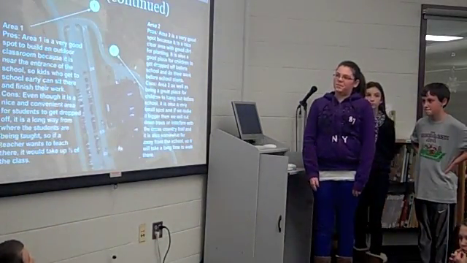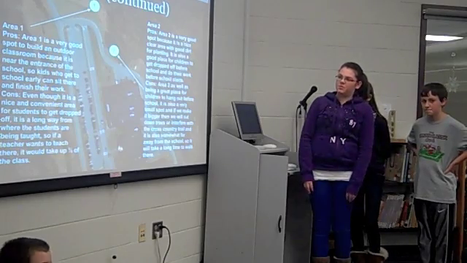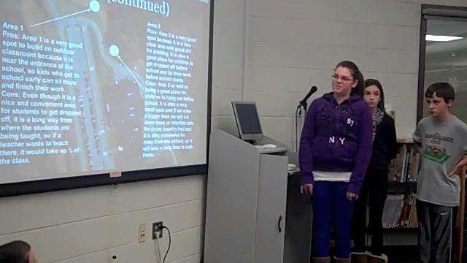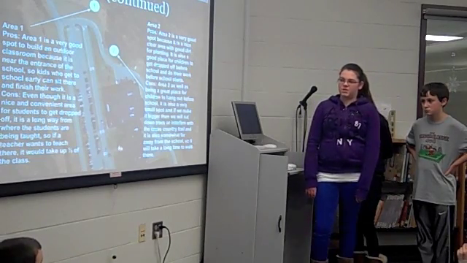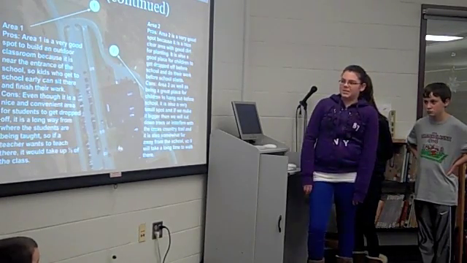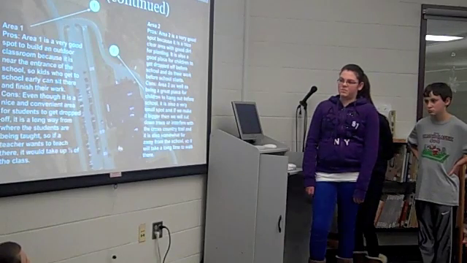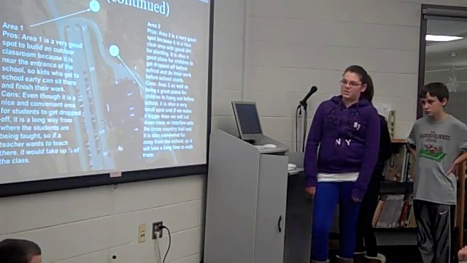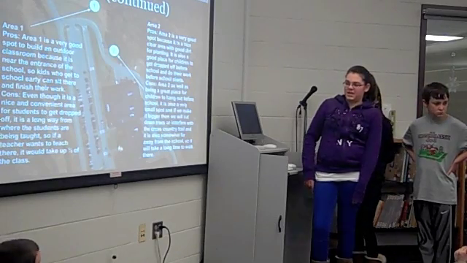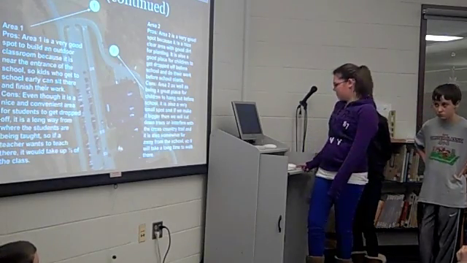Area 1. Area 1 is a very good spot to build an outdoor classroom because it's near the entrance of the school. So kids who get to school early can sit there and finish their work. Even though it's a nice and convenient area for students to get dropped off, it's a long way from where students are being taught. So if a teacher wants to teach there, it would take up half of the class.